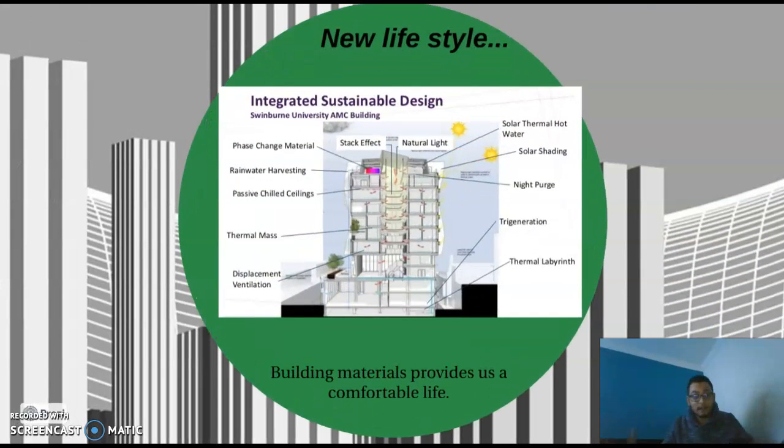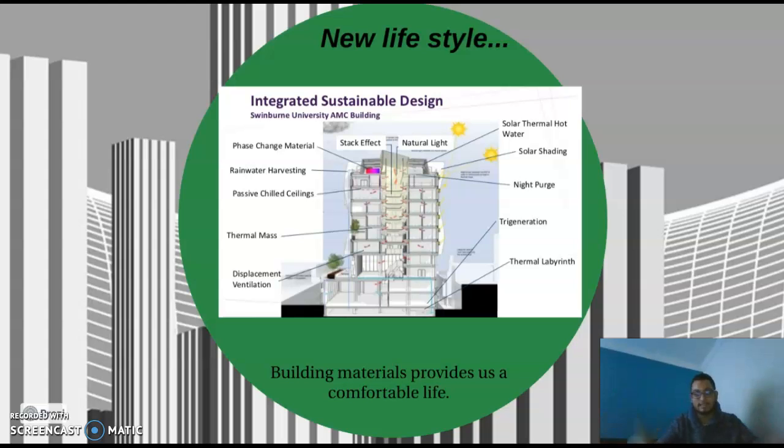It's a new lifestyle for everyone because this sustainable design is going to provide us a comfortable life, and we're going to have a rich home because, for example, your house and my house are going to have refrigeration, a thermal mass, and rainwater harvesting. There are different benefits that we are going to enjoy.